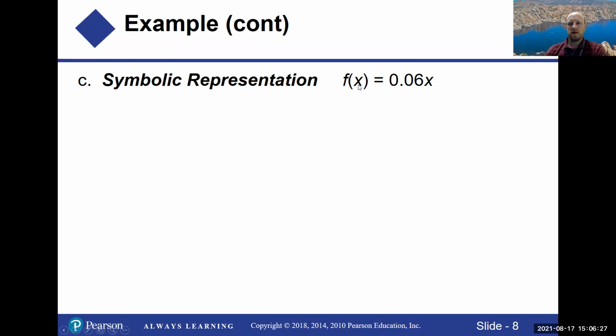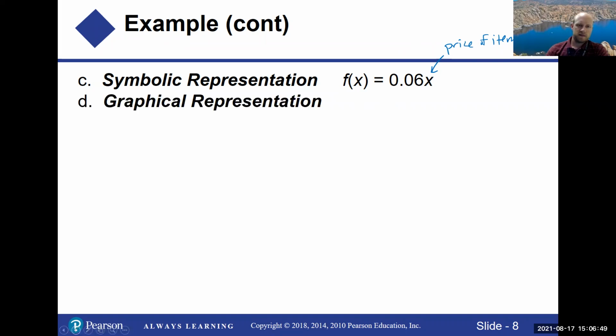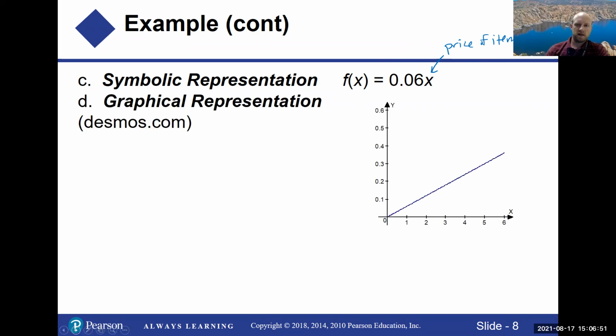Symbolically, we could have a formula like so, where x is the price of the item, right? Okay, so if you have a sales tax of 6%, right, you would take whatever you buy and multiply it by 0.06. Graphically, we could graph that using Desmos, and actually, I think I'm going to go ahead and do that.